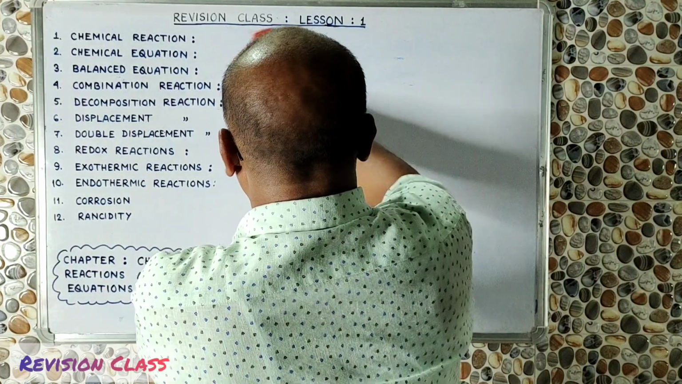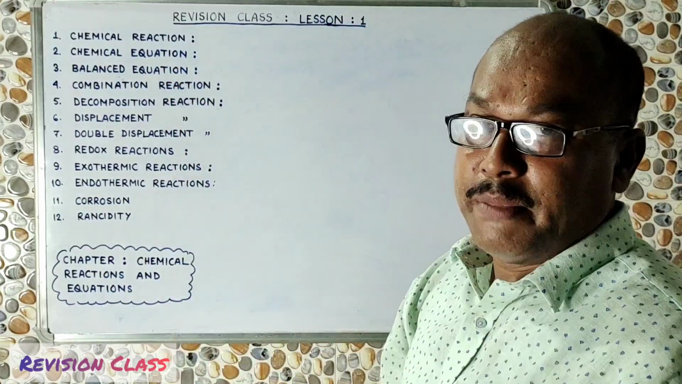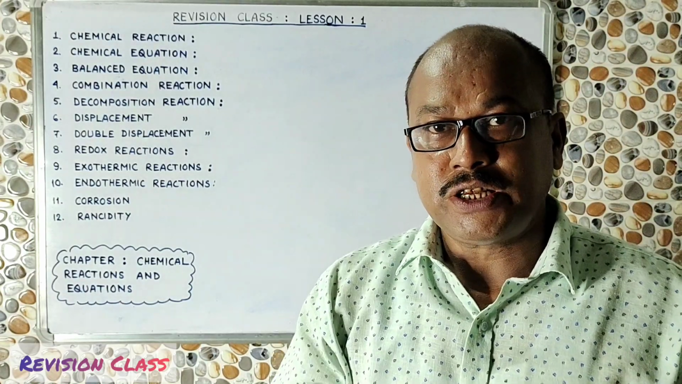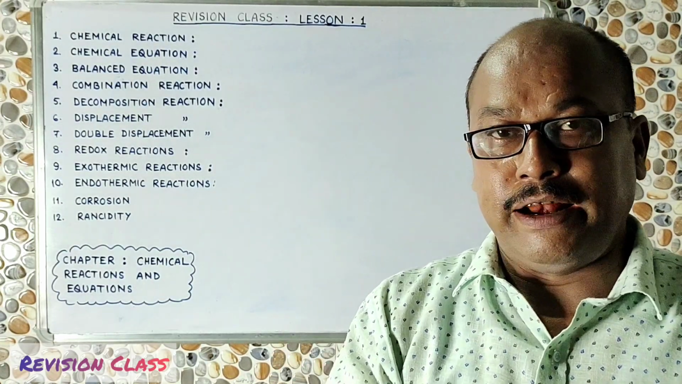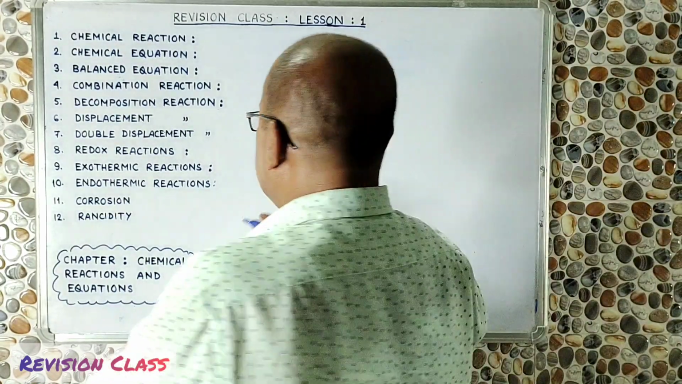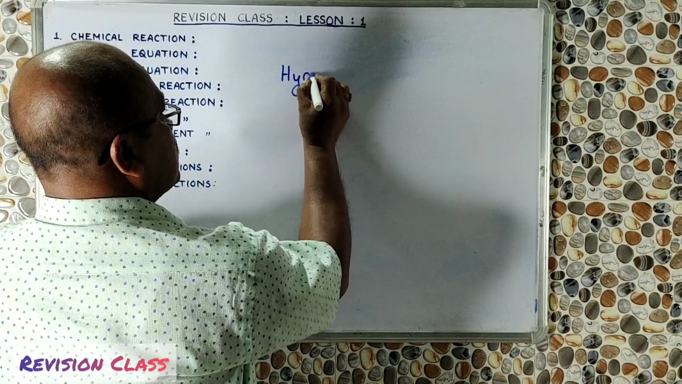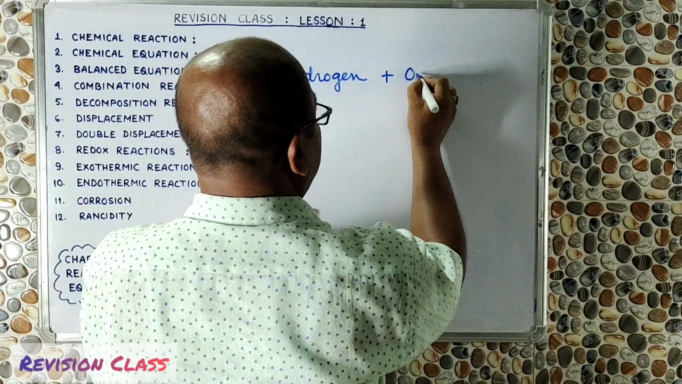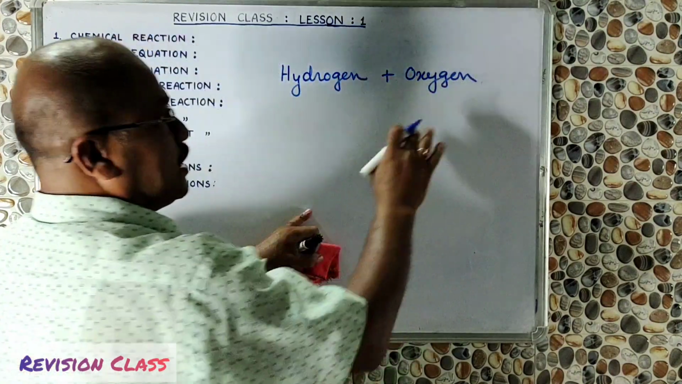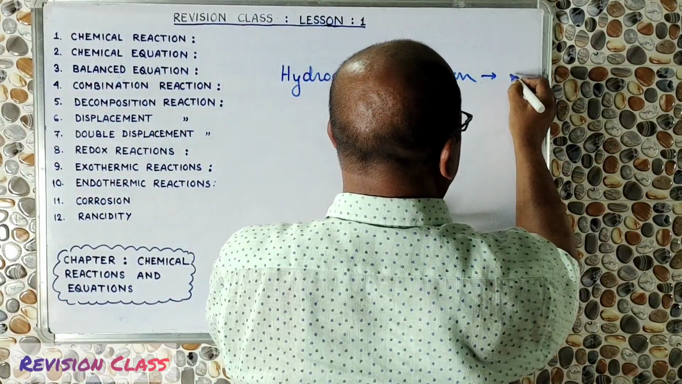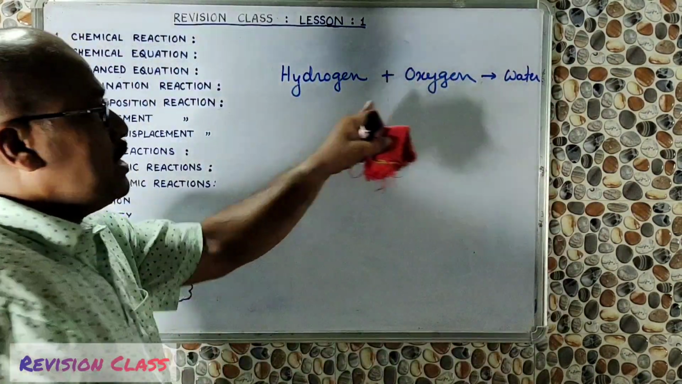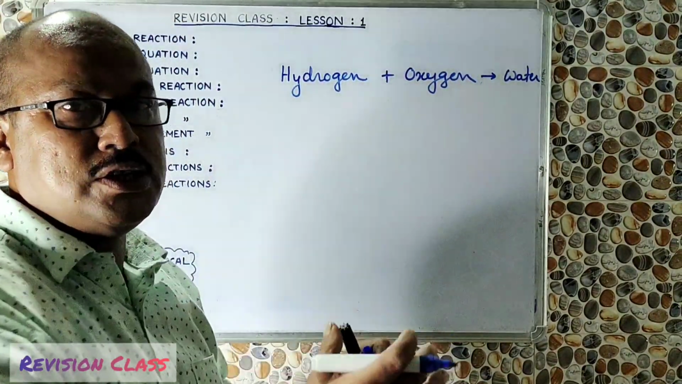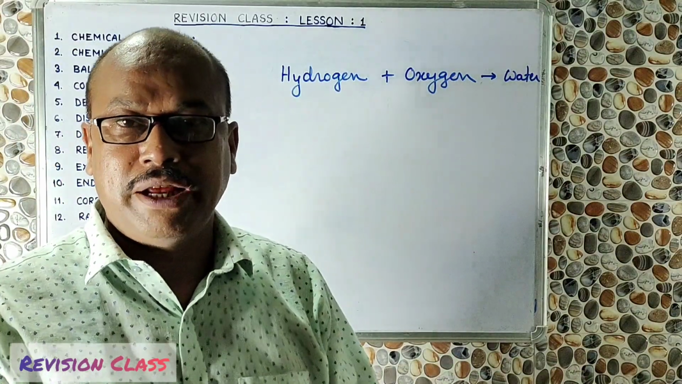Now after coming to know about the chemical reaction, we come to the chemical equation. So what is a chemical equation? A chemical equation is the representation of a chemical reaction with the help of the symbols and formulas of the reactants and products. Hydrogen is combining with oxygen, and when combined together they make water. But if we just use words, these words will never give you a complete idea of how the chemical reaction is taking place.